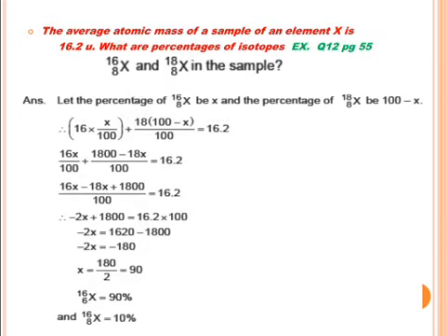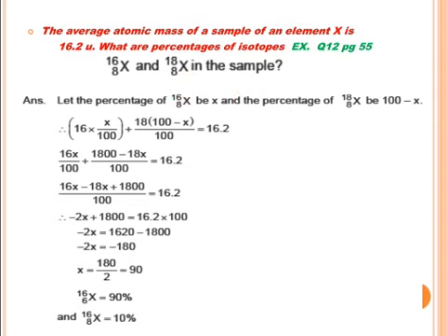So students, let us see one more numerical which is given on page number 55 in the exercise part of chapter 4 as question 12. Let us see what it is. The average atomic mass of a sample of an element X is 16.2 U. What are the percentages of isotopes of element X, that is 16X8 and 18X8, in the sample?